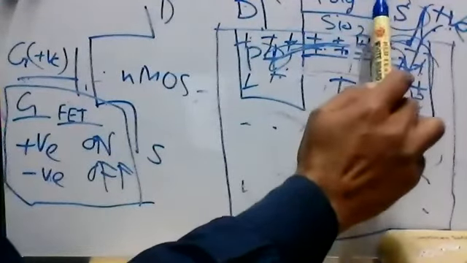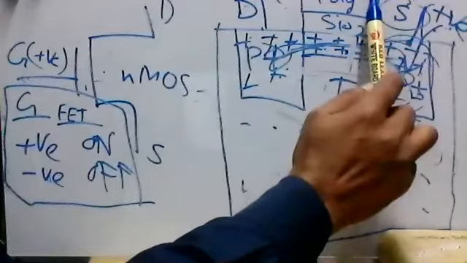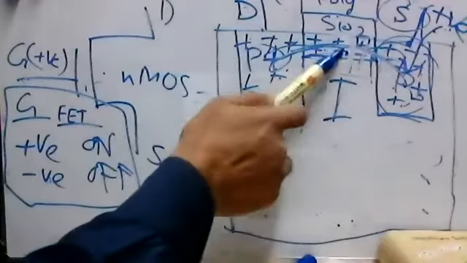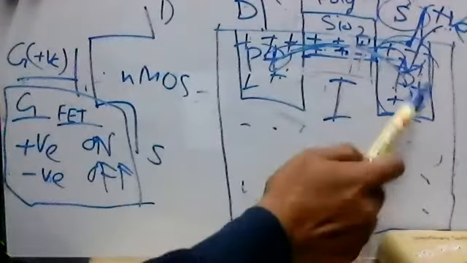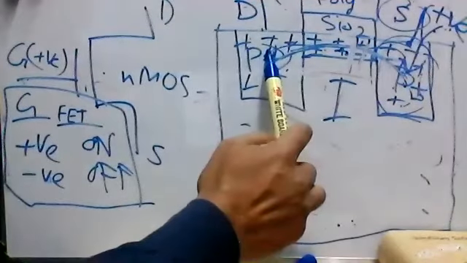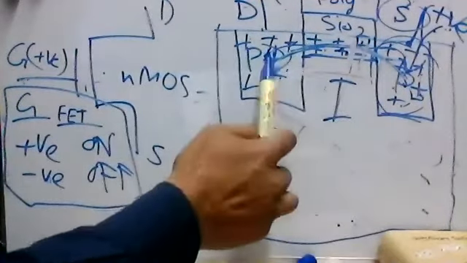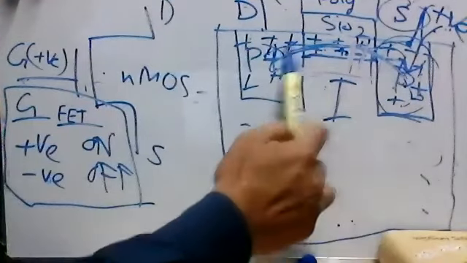PMOS. For the PMOS gate we need to apply negative voltage, and the channel will be positive, and the current will flow from source to drain. Look carefully. Current will flow from source to drain, and holes also flow from source to drain.